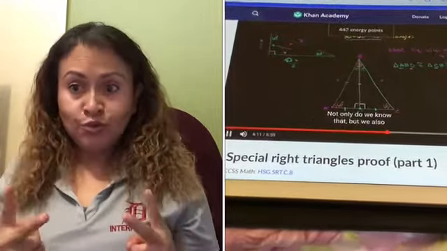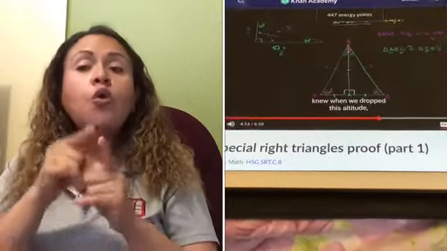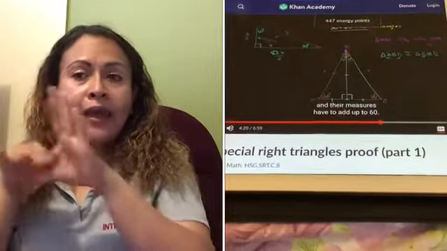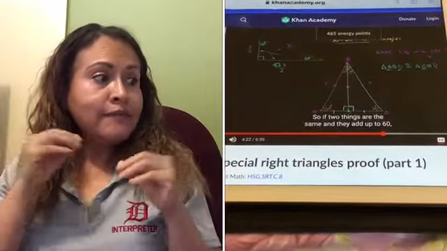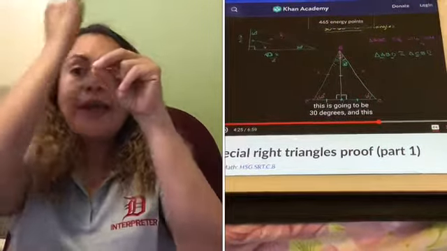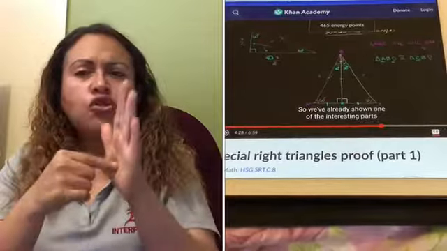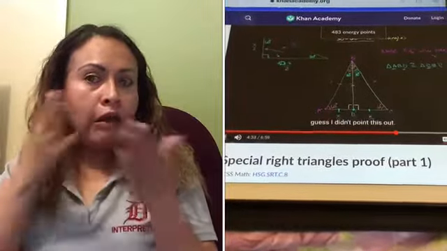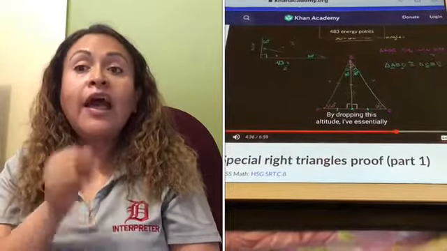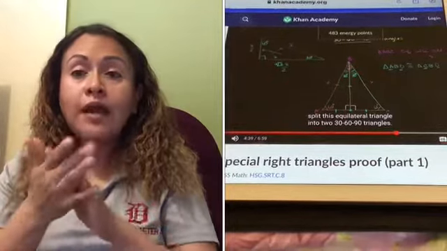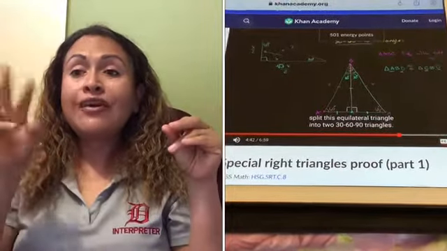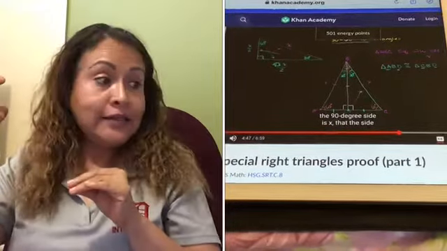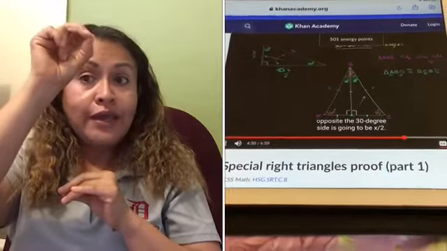Not only do we know that, but when we dropped this altitude, we also showed that this angle has to be congruent to that angle, and their measures have to add up to 60. So if two things are the same and they add up to 60, this is going to be 30 degrees, and this is going to be 30 degrees. So we've already shown one of the interesting parts of a 30-60-90 triangle. I guess I didn't point this out, but by dropping this altitude, I've essentially split this equilateral triangle into two 30-60-90 triangles. And so we've already shown that if the side opposite the 90-degree angle is x, the side opposite the 30-degree angle is going to be x over 2. That's what we showed right over here.